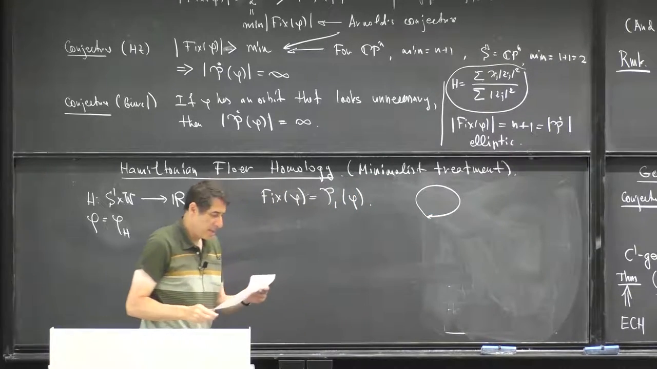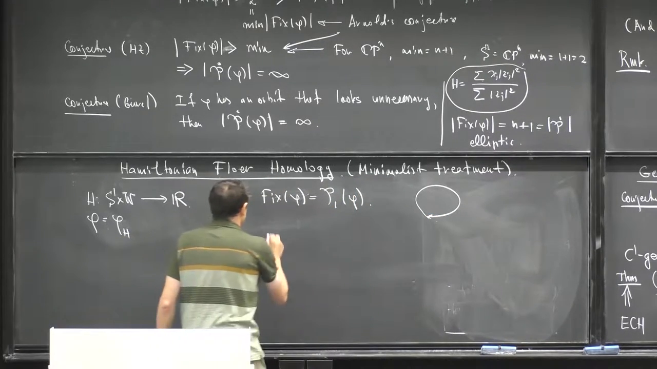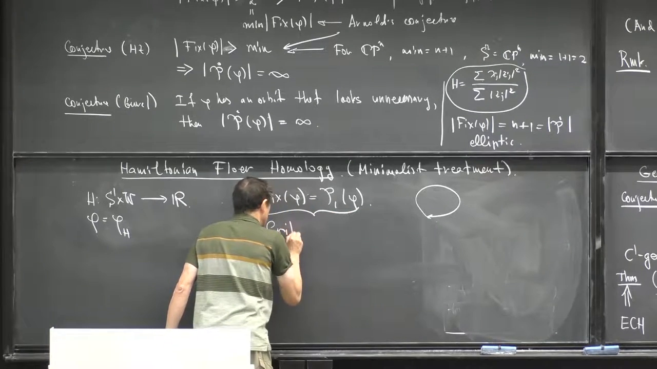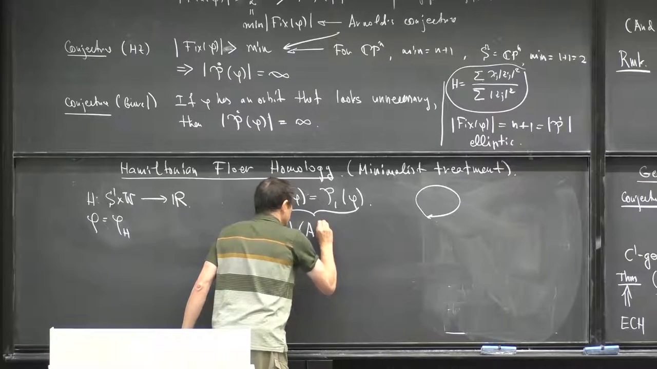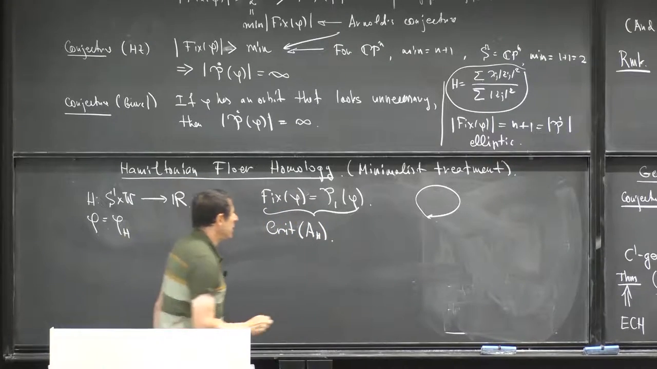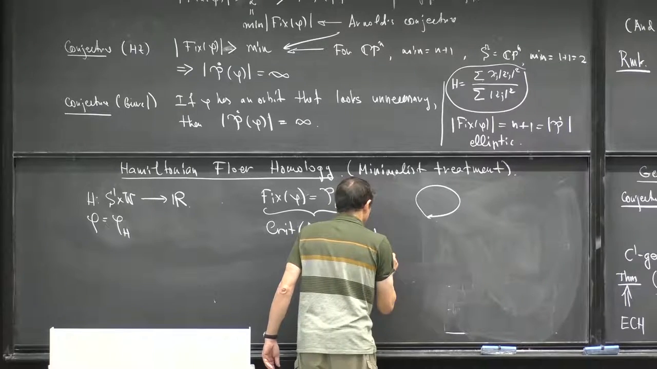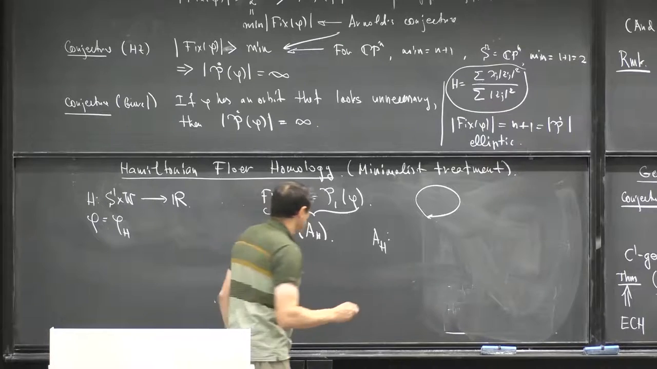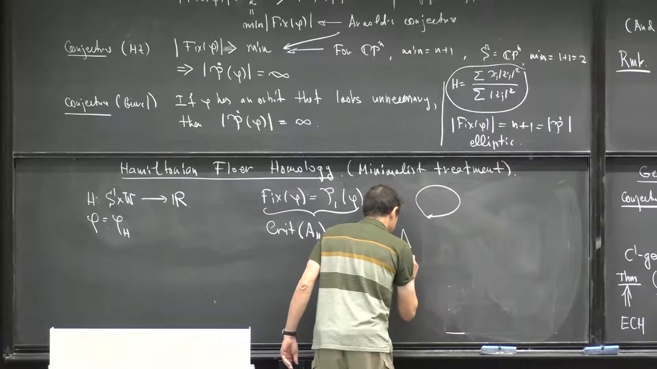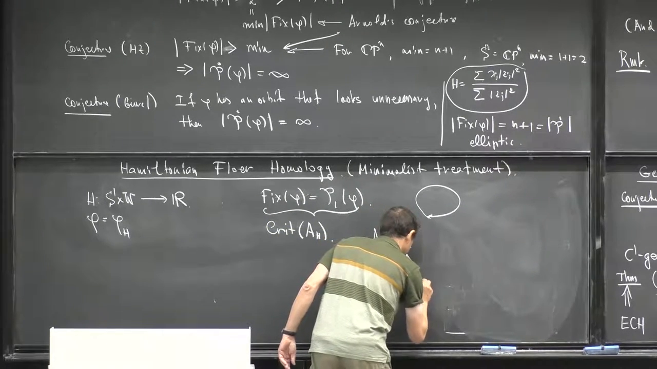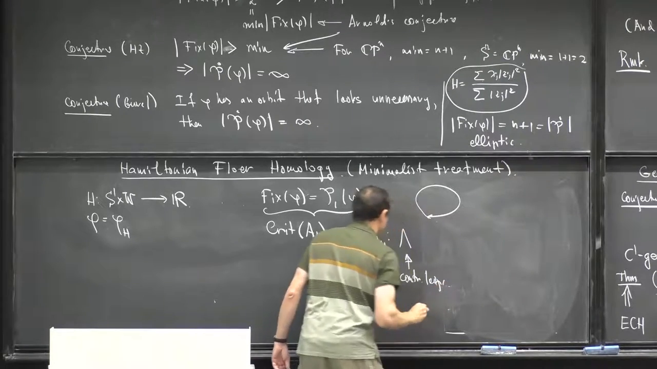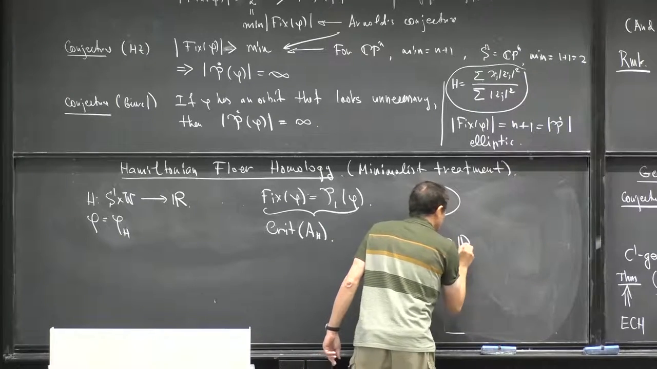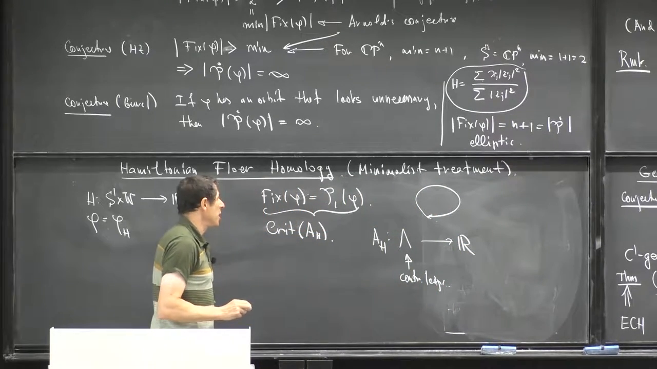Then these guys are critical points of the action functional. And the action functional is defined on the space of all contractible loops in W to R. There are all sorts of conventions here.